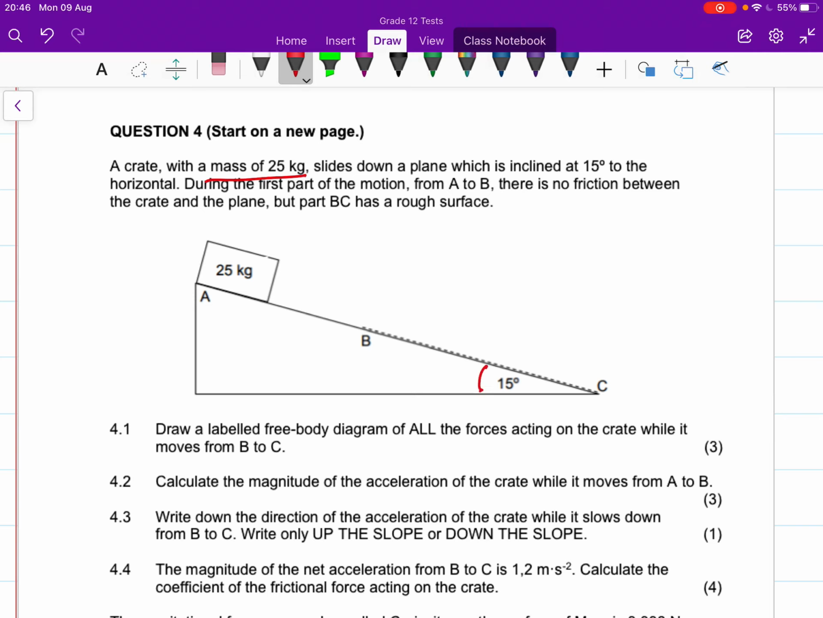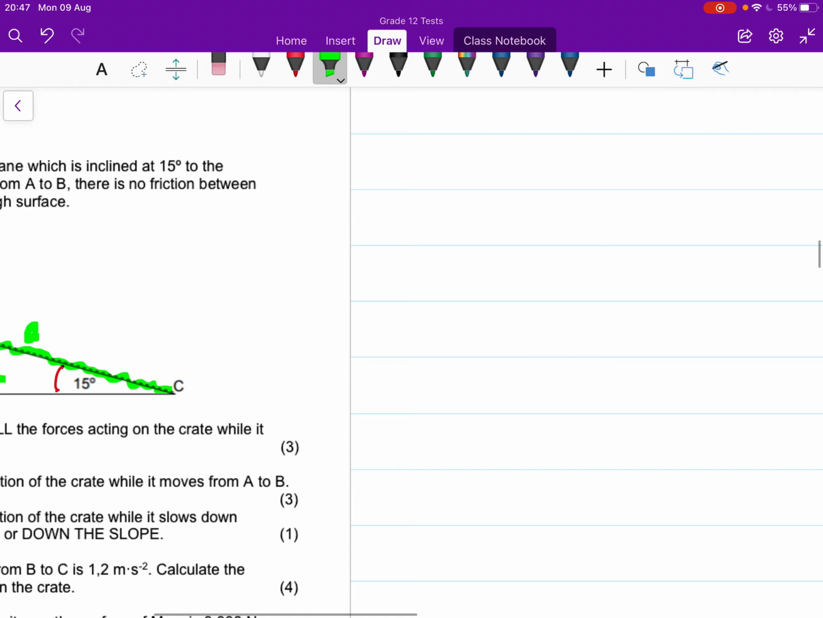During the first part of the motion, from A to B, there is no friction. So from here to here, there's no friction. But part BC has a rough surface. So here I have friction, and we know that friction acts up. First thing they want is a labeled free body diagram of all the forces acting on the crate while it moves from B to C. So when it's here, okay?